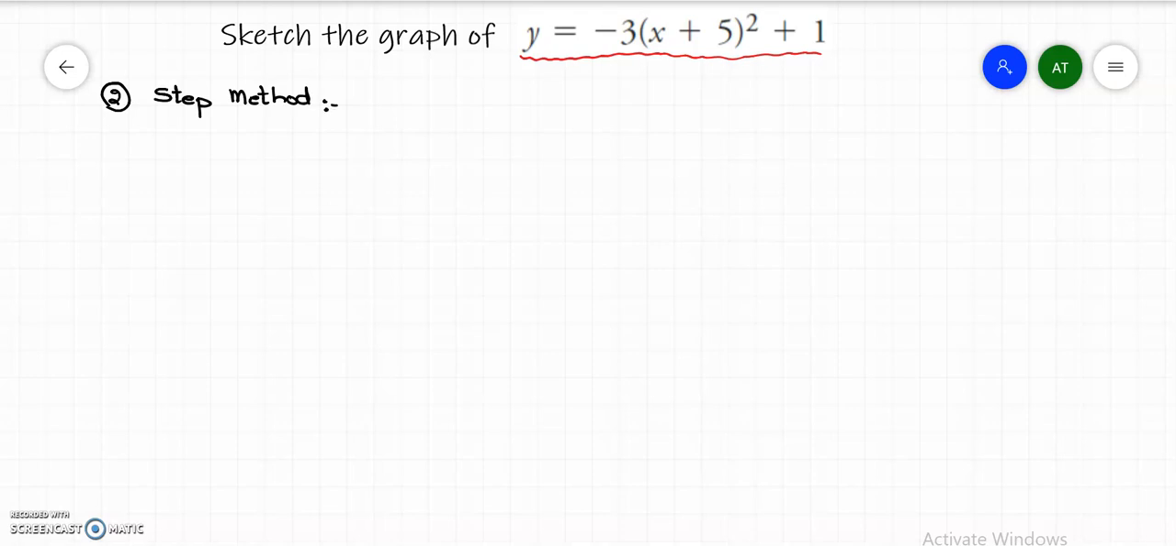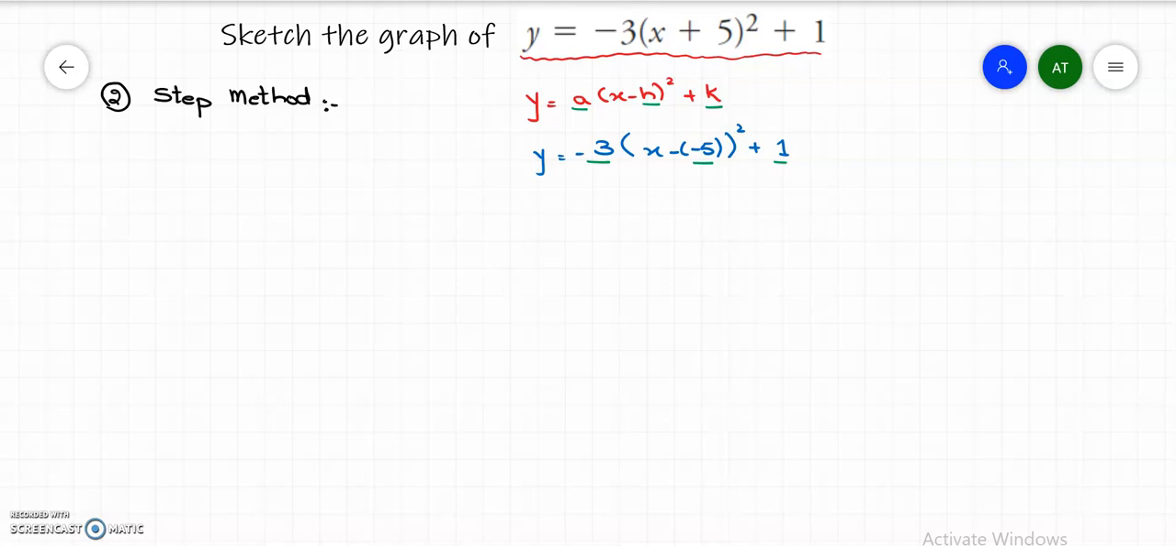In the step method we have to compare our given equation with the vertex form, that is y equals a into (x minus h) whole square plus k. Let me rewrite the given equation. So that would be y equals -3 into (x minus 5) whole square plus 1. Now let me figure out what a, h and k are. So the a value is -3, the h value is -5 and the k is 1.